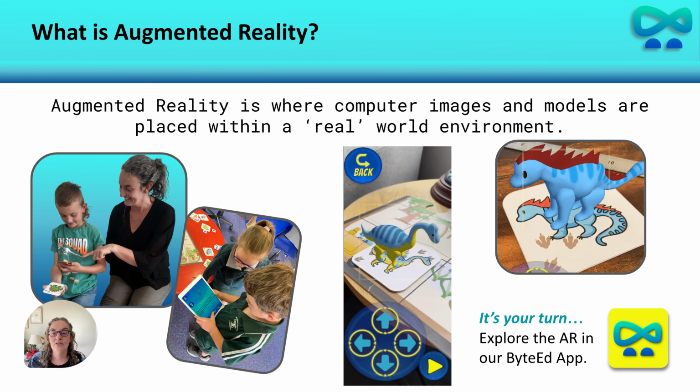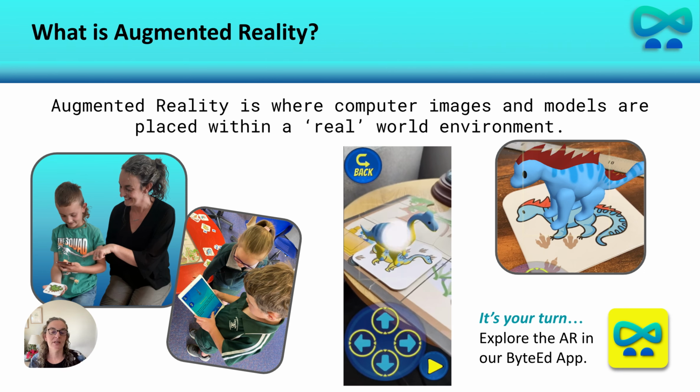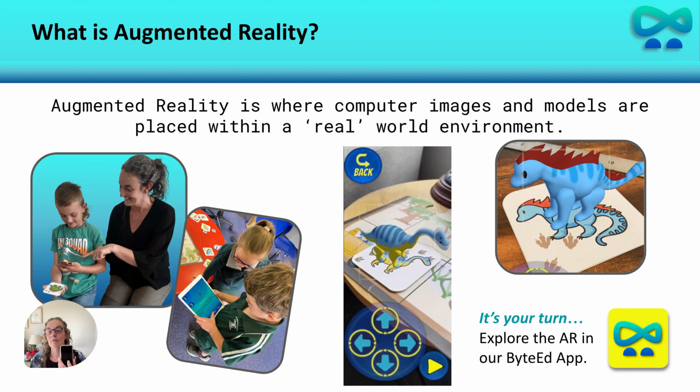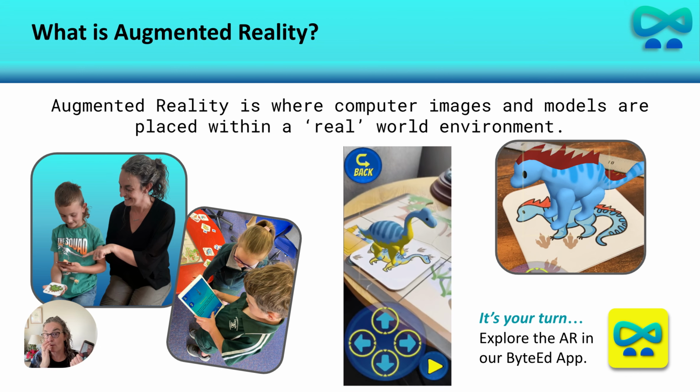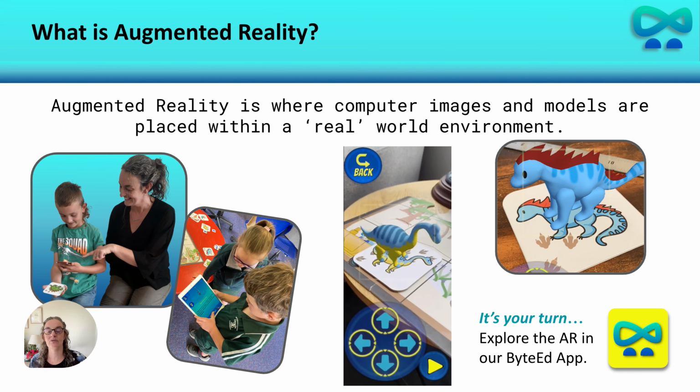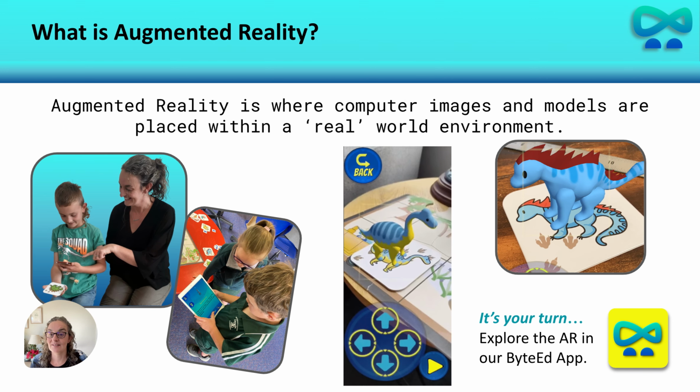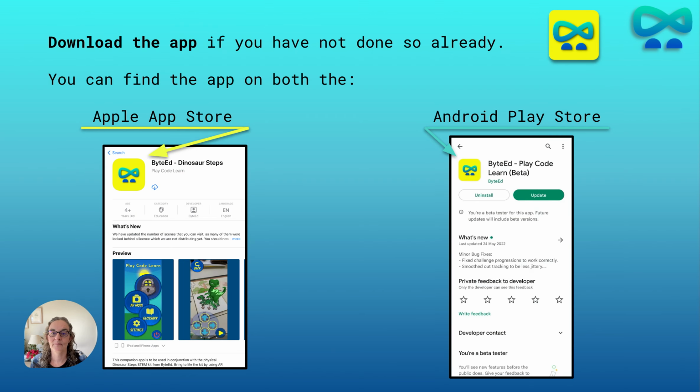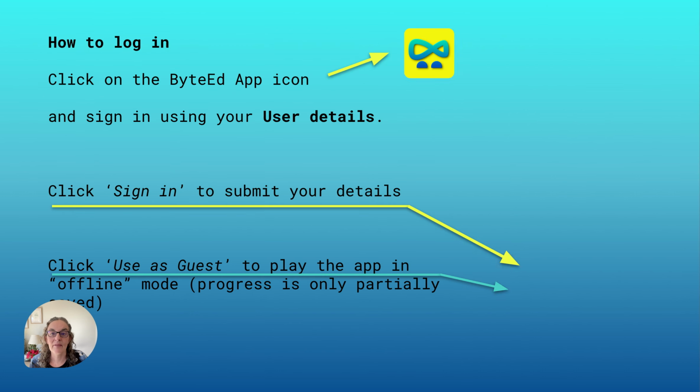Augmented reality is used in the ByteEd app. So, like I said, you can download the app for free on any smartphone or tablet. So it can be Android or Mac. You can use the ByteEd app and you can see the icon there in the right-hand side. When you tap on the app, it takes you into the app itself and you will select Dinosaur Steps. So here's showing you what it would look like on the app itself.